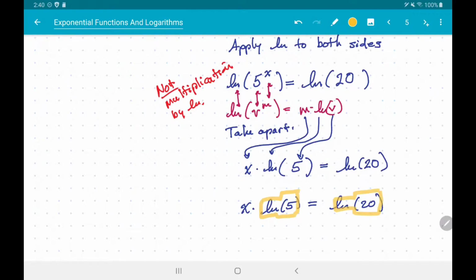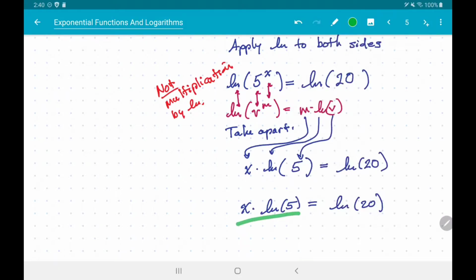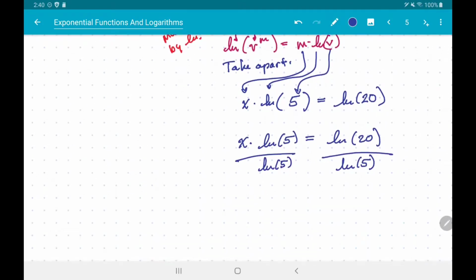We are not going to divide by the function ln. Instead, we are going to divide by this unit. We're going to divide by the number ln of 5. Okay? So let me show you that. Let me switch back to the regular pen here. Going to divide both sides by the number ln of 5. I can cancel multiplication by ln of 5 with that division, and that leaves us here. x equals ln of 20 divided by ln of 5.